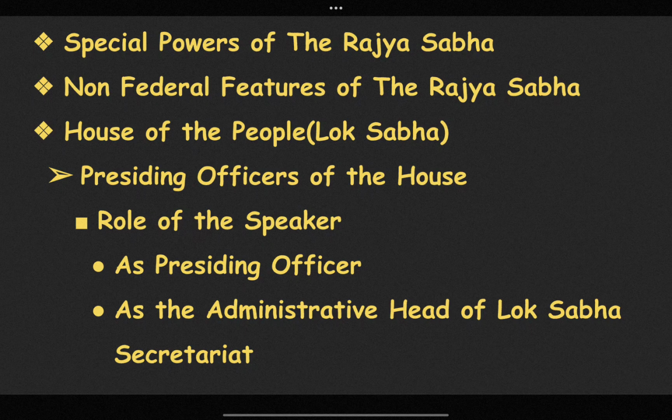There is an unequal representation of states in the House, nomination of members by the President in the House, and the representation of union territories in the House.